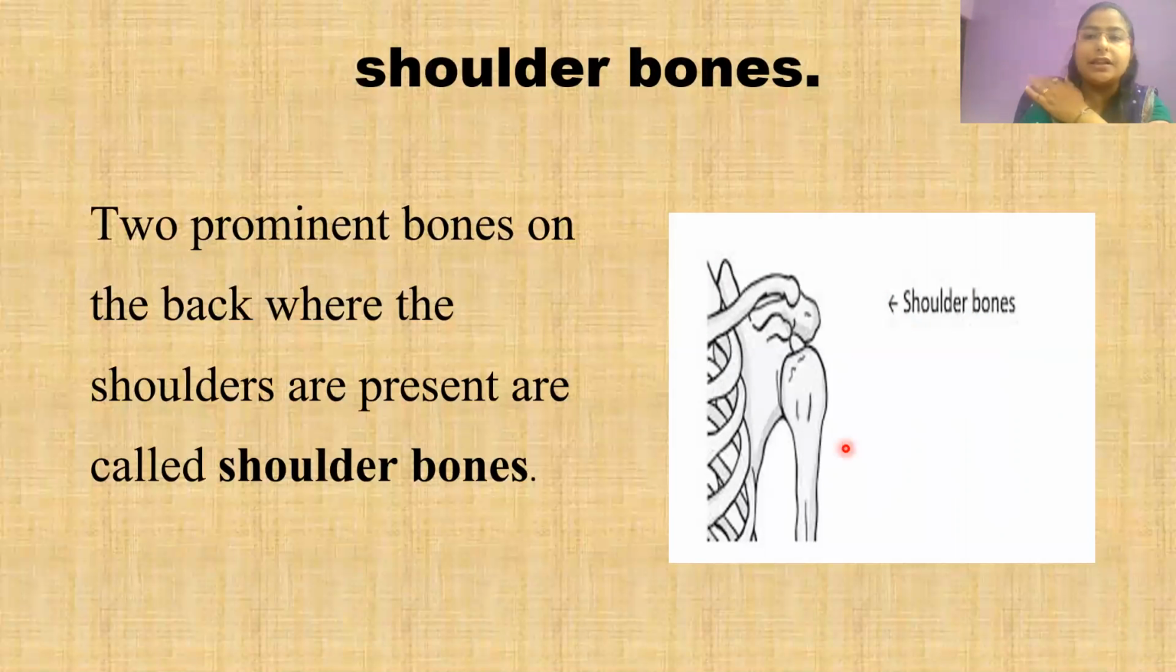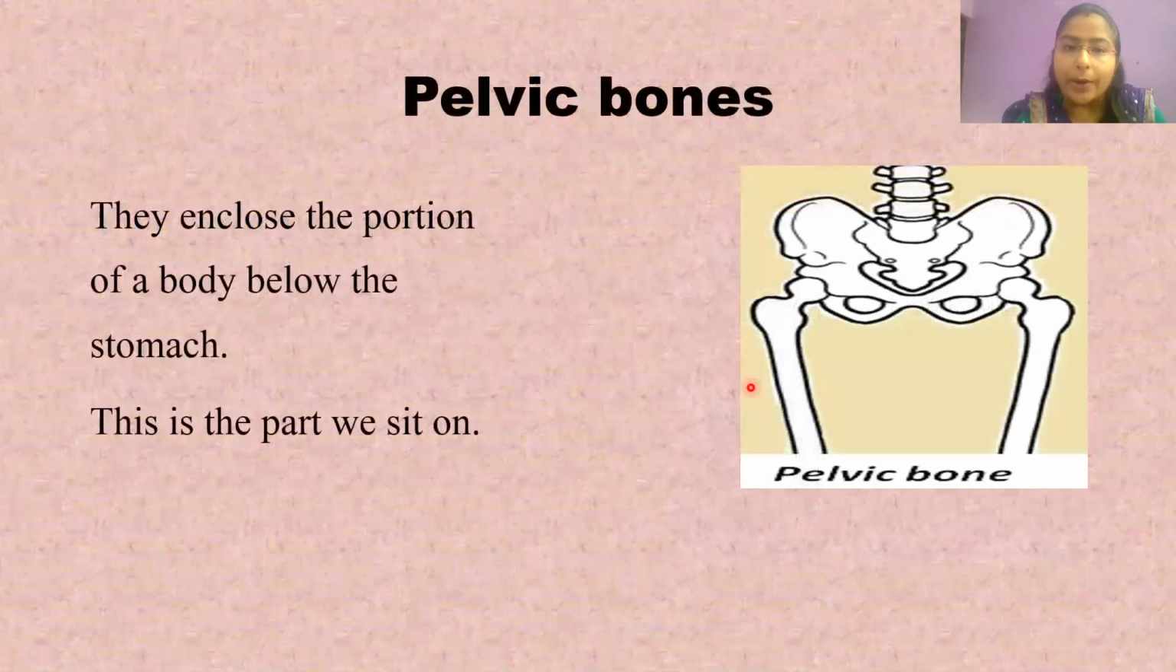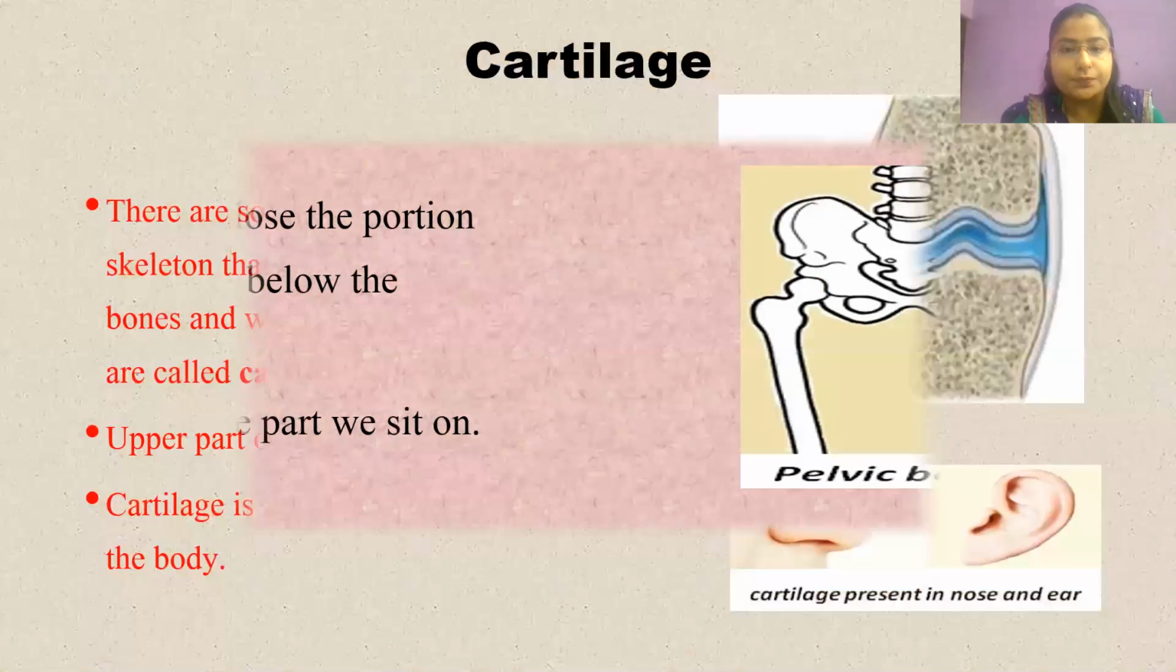Shoulder bones. Two prominent bones on the back where shoulders are present are called shoulder bones. This is known as our shoulder bones. Pelvic bone. They enclose the portion of body below the stomach. Below the stomach, this part is known as pelvic. This is the part on which we sit.